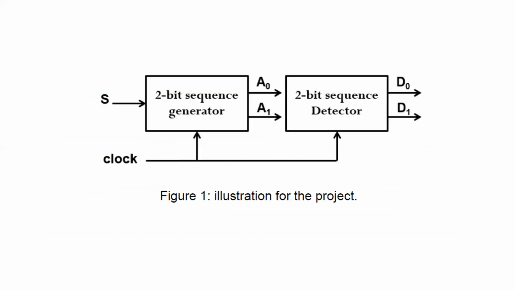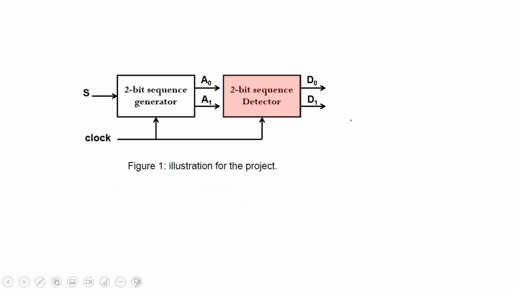So as you know, the project has two parts. The first part is the generator, and you should have done this part. Today I'm going to explain the second part, which is a detector. We need to design a logic circuit that accepts a sequence like A0, A1, 2 bits at a time, and then it has to tell me if this is sequence number 0 or sequence number 1. That's why you call it a sequence detector.